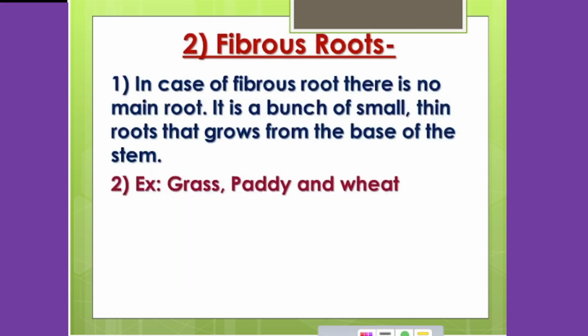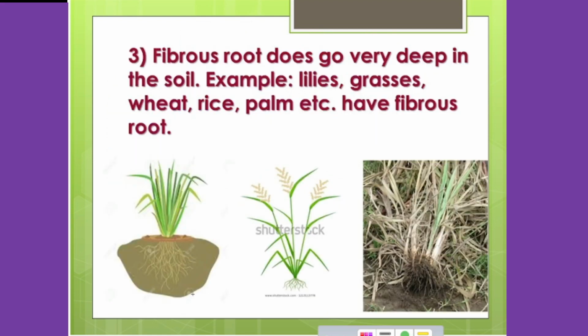Now let us see the fibrous root. In case of fibrous root, there is no main root. It is a bunch of small thin roots that grow from the base of the stem. For example, grass, paddy and wheat. Let us see here pictures of fibrous root. Fibrous root does not have any main root here. Here you can see the bunch of roots you can observe.